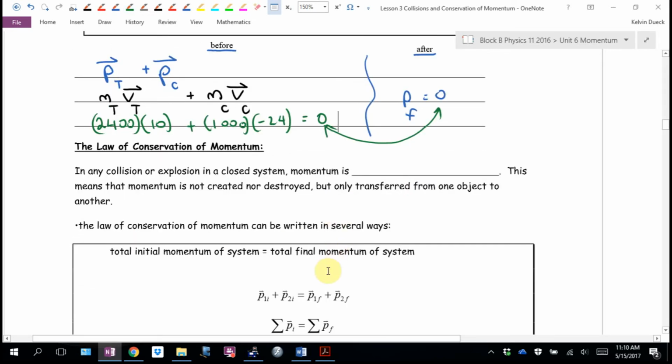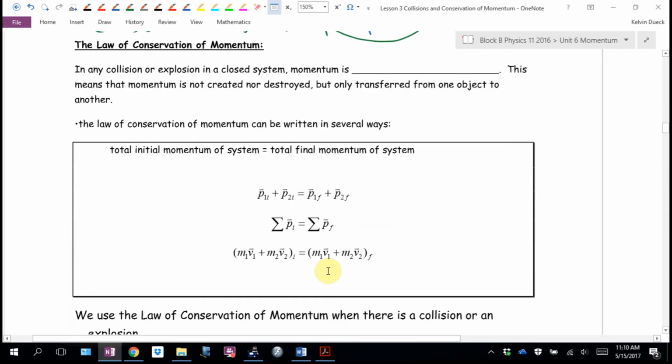The law of conservation of momentum. It says this: in any collision or explosion in a closed system, momentum is, here's the fancy word, conserved. That's a word in science that means you don't gain or lose anything. What you start with, you end with. Momentum is not created or destroyed, but only transferred from one object to another. This law can be written in several ways. In English, you write it as the total initial momentum of a system equals the total final momentum of a system. Of course, you know I'm never going to write it out in English. That's way too much writing.